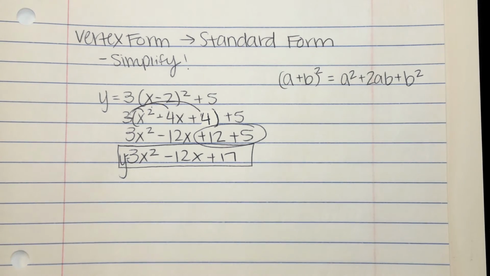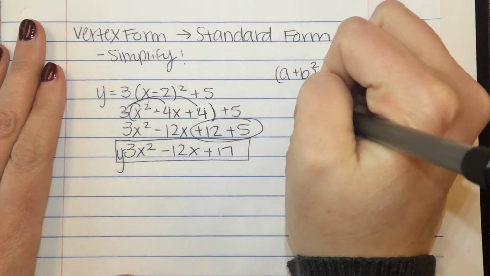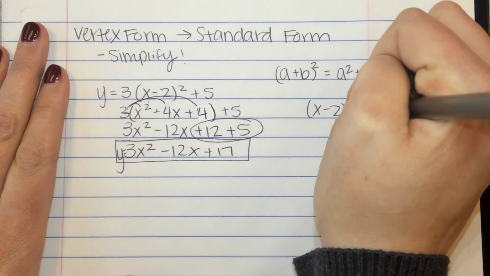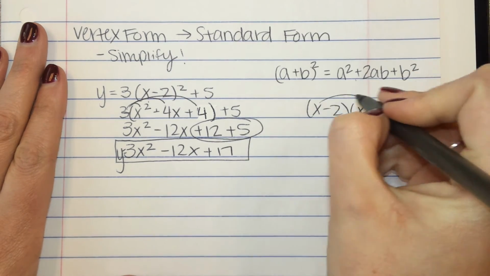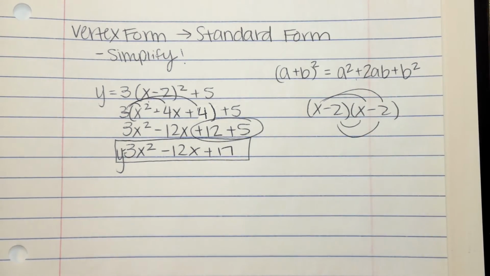And again, you don't have any practice problems like that. I just wanted you to see how it works. To go from vertex to standard, you just simplify it out. And again, if you don't know that shortcut, you could write these out: x minus 2 times x minus 2, and you can do that double distributive property and get the same thing that I did. Just really quick and easy there.